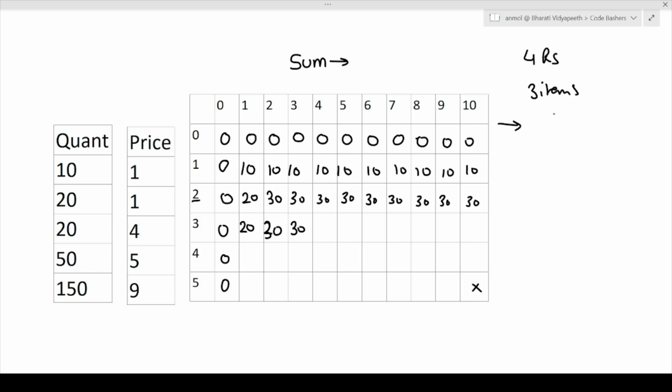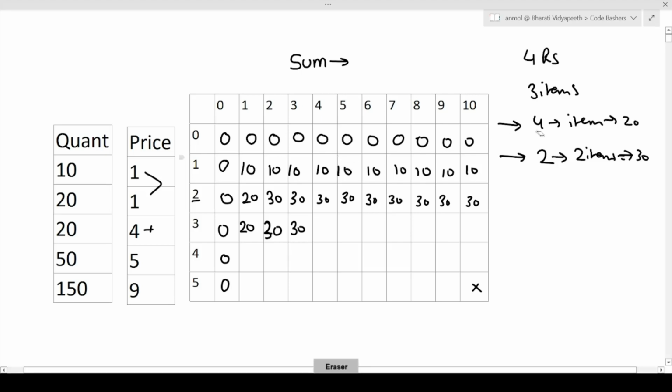That is one item of 4 rupees. It will give us 20 as our output, because once we buy this particular item, it will give us a quantity of 4. The next option is that we do not buy this particular item. Instead we buy these 2 items. That is, we spend our 2 rupees and we buy 2 items. That will give us 30 as our output. So in this case, what should we prefer?